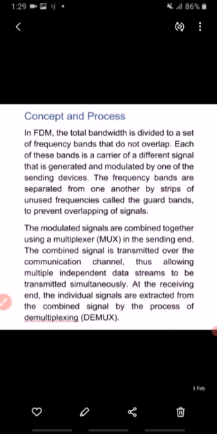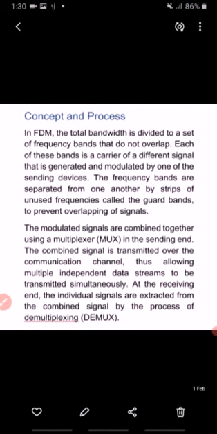Coming to the concept and the process, the total bandwidth is divided into a set of frequencies. Each of these bands is a carrier of a different signal that is generated and modulated by one of the sending devices. The frequency bands are separated by strips of unused frequencies. These strips are called guard bands. The purpose of using this strip is to prevent overlapping.